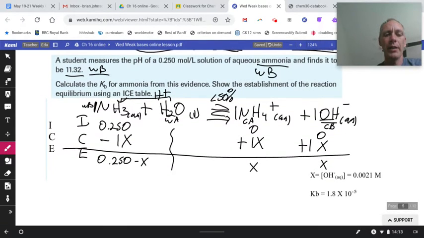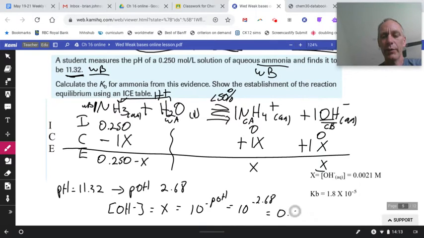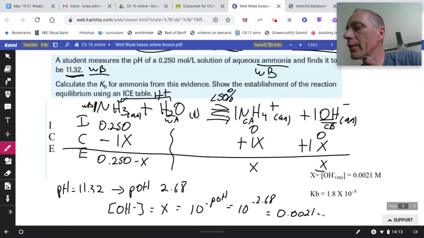Now we have x. How do we have x? Because we have the pH. If pH is 11.32, we can immediately convert that to a pOH of 2.68. And if we have the pOH, we can get the concentration of hydroxide, or the value of x, by going 10 to the negative pOH, or 10 to the negative 2.68. And that is 0.0021. Lots of decimal places. Okay, so we have x.